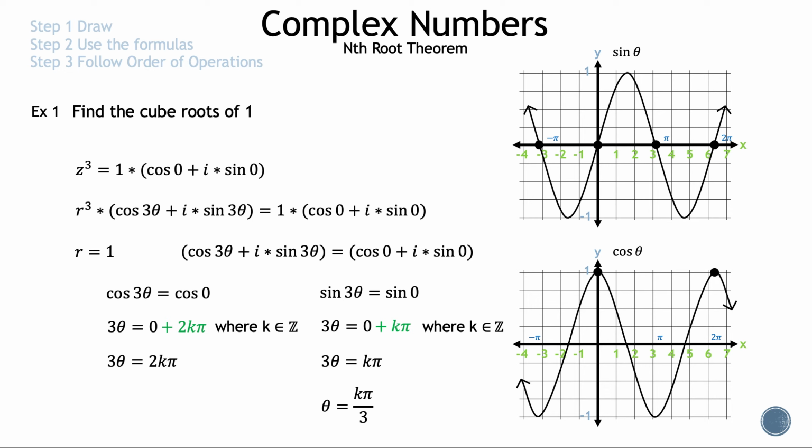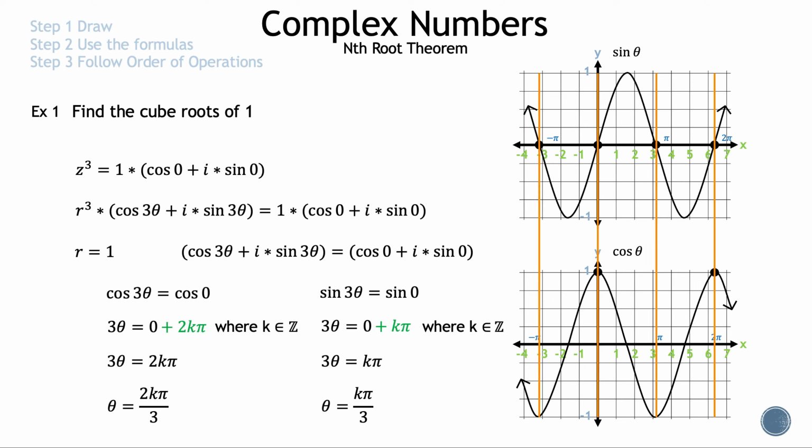Let's drop the 0, so we have 3 theta is equal to 2k pi. Let's divide both sides by 3, so theta is equal to 2k pi over 3. Now we need theta to satisfy both equations. But not all solutions of sine are viable. Exactly half of them do not work. Only the even multiples of pi satisfy both equations.